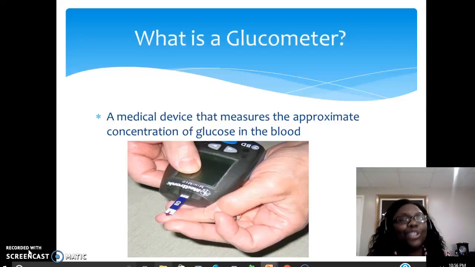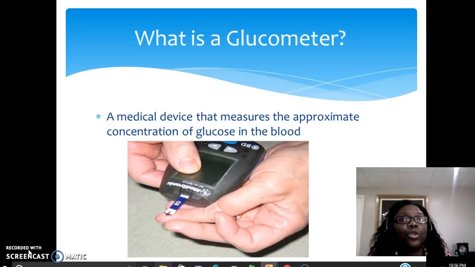So what's this fancy machine that we have here? Does anybody know what this is? That's right. This is called a glucometer. And what this does is it measures the concentration of sugar in the blood.